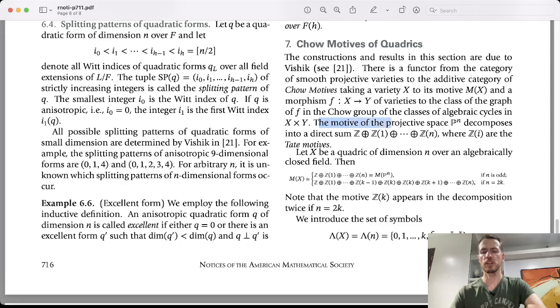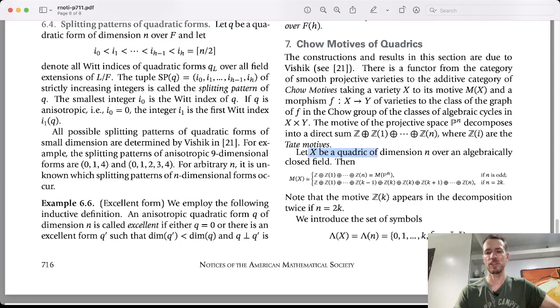The motive of the projective n space decomposes into a direct sum, integers, direct sum, integers, Tate motive 1, direct sum, direct sum, integers, Tate motive n. Here, integers, left parentheses, I, right parentheses, are the Tate motives, so I pronounce that as the integers Tate motive I. I have no idea what a Tate motive is.